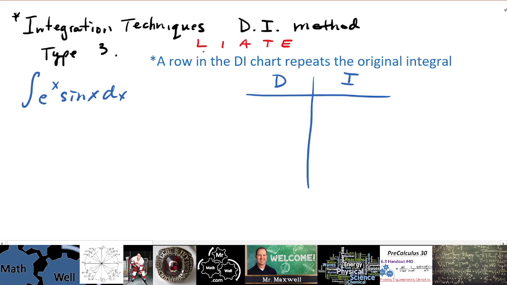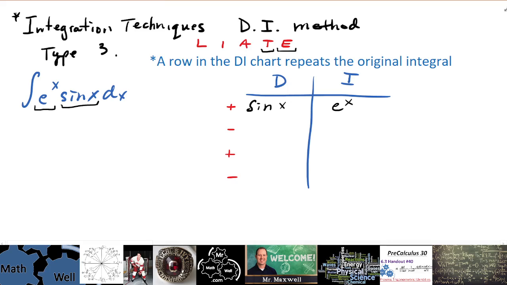So again, let's use the LIATE indicator for which one would have the preference for derivatives. I see this one is exponential, so that's kind of near the last. And this one is trig. Okay, so the trig one should go in the derivative spot. So I'm going to put sine x right here, and I'm going to put e to the x right here. The other thing you want to do in your chart is to put the plus minuses there. Plus, minus, plus, minus. And put 3 or 4 rows down there so we don't forget that.